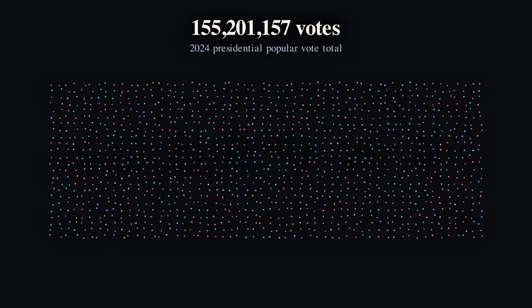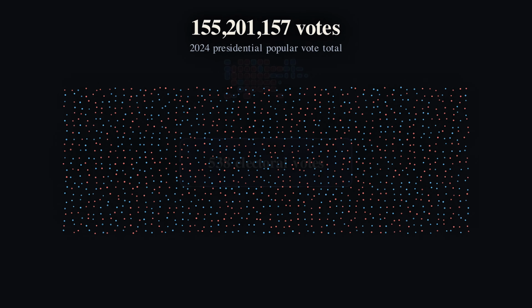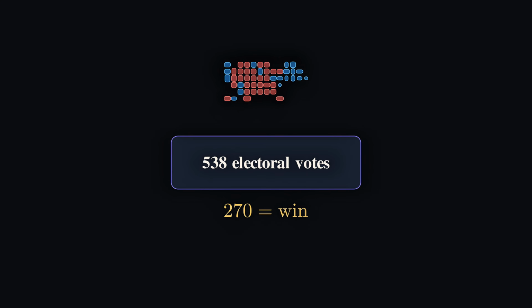155,201,157 votes in the 2024 US presidential election. But then only 538 electoral votes, and if you get 270 electoral votes, you win the presidency of the United States. But then how did we compress 155 million votes into just 538? Well, that's how the US Electoral College works, and today I'm gonna explain the math behind it.